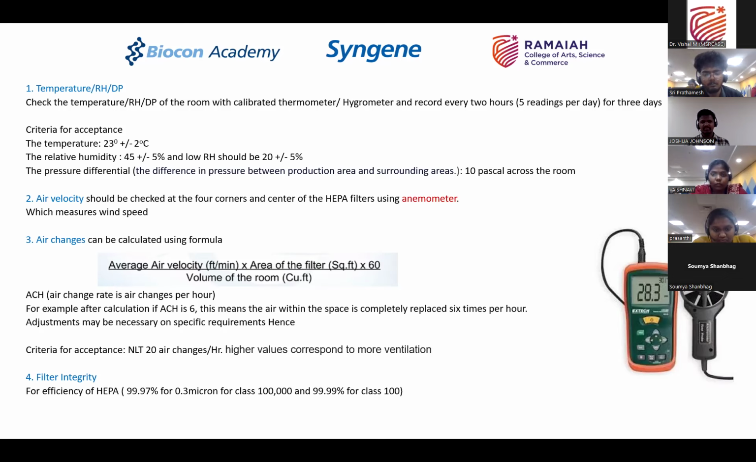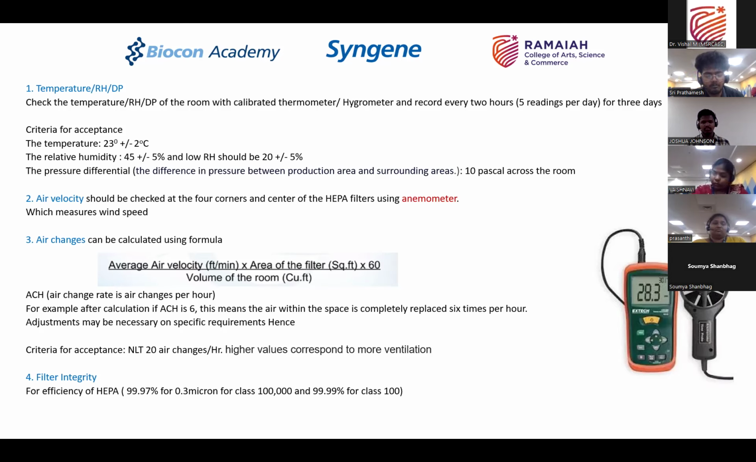It should be 23 degrees centigrade plus or minus 2. So it should not increase beyond 25, or go below 20-21 degrees centigrade. Now, how much is the acceptable limit for the relative humidity? Relative humidity can be 45 plus or minus 5%. So relative humidity should be 40 to 50%.